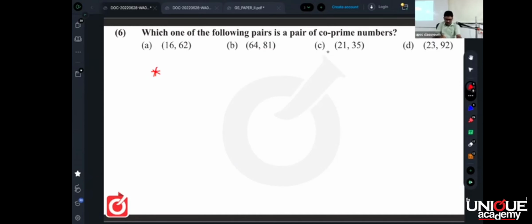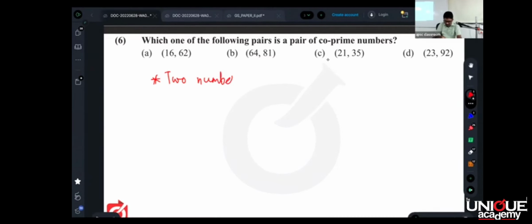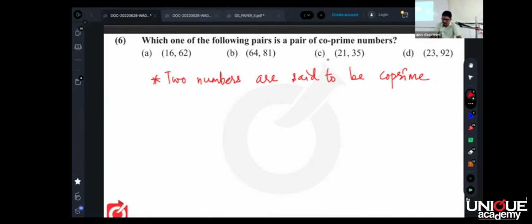Two numbers are said to be co-prime if their HCF is 1, the digit 1, the number 1. In other words, they don't have any common divisor as a prime number. They don't have any common prime number as a divisor. So you will check. Why? Because it says which one of the following, so we have to go through the options.